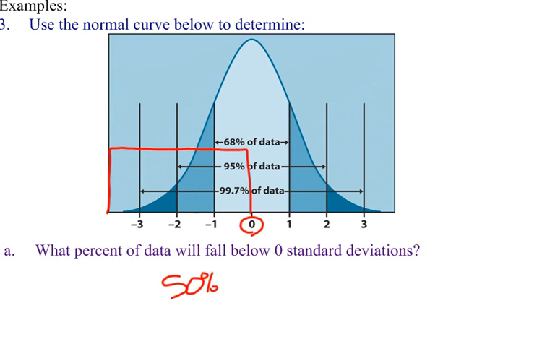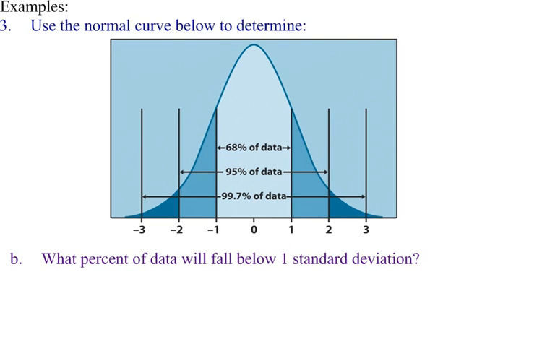Just like if they asked what percent of data will fall above 0 standard deviations, 50%. In B, it asks what percent of data will fall 1 standard deviation below. So here's 1 standard deviation below. From here to here they're asking for. Well, this is the one we just did, isn't it? Remember this here? This is 16%. Oh, excuse me. I just gave the answer. This is 34%.